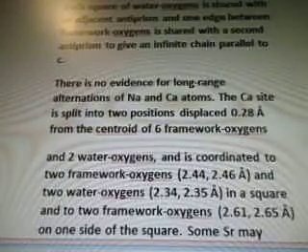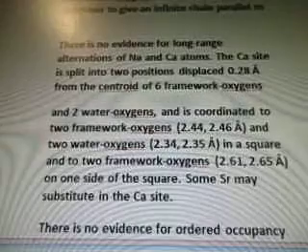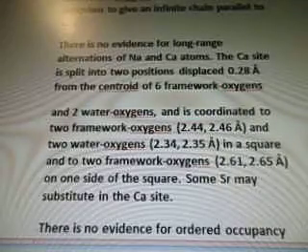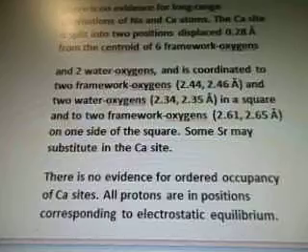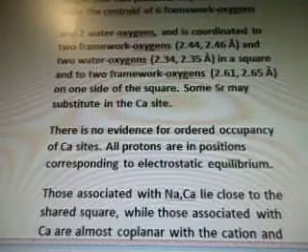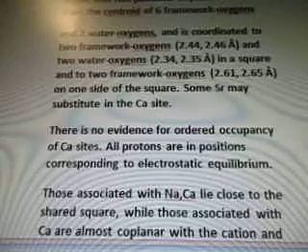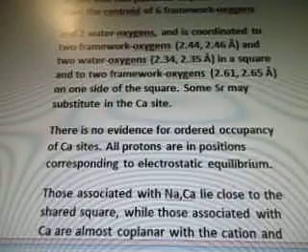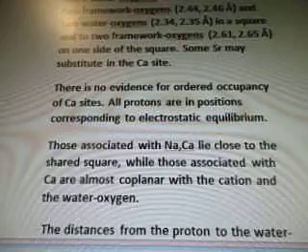There is no evidence for long-range alterations of Na and Ca atoms. The Ca site is split into 2 positions, displaced 0.28 A, with a little dot over top of it, from the centroid of 6 framework oxygens and 2 water oxygens. It is coordinated to 2 framework oxygens and 2 water oxygens in a square and 2 framework oxygens on one side of the square. Some Sr may substitute in the Ca site. There is no evidence for ordered occupancy of Ca sites.